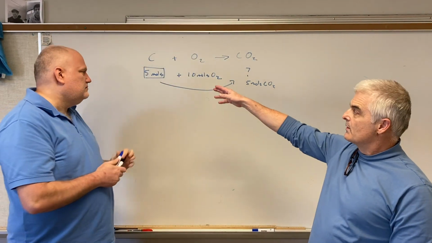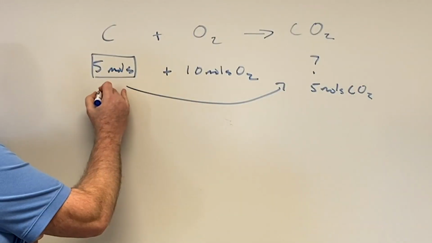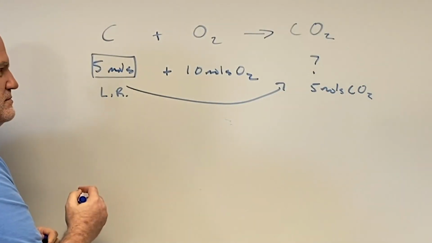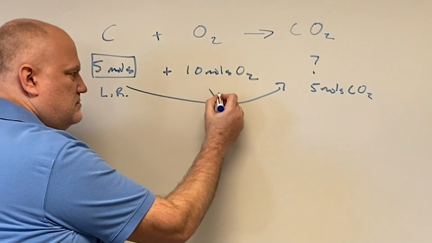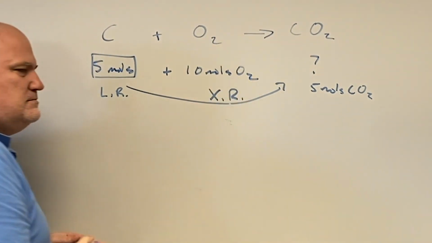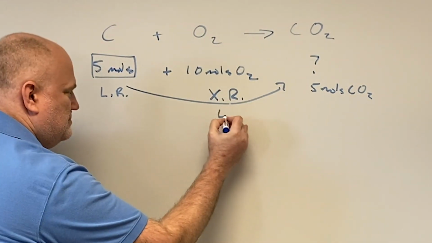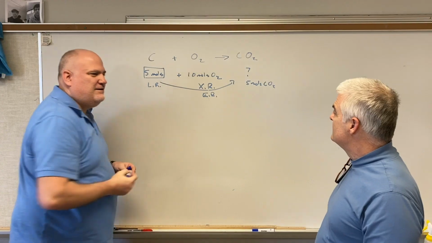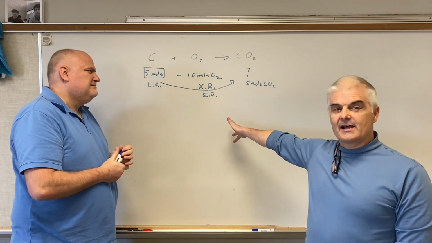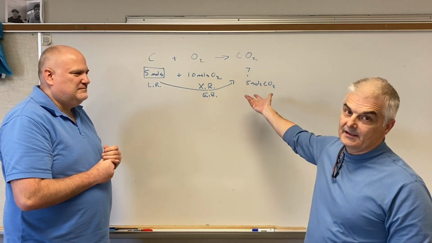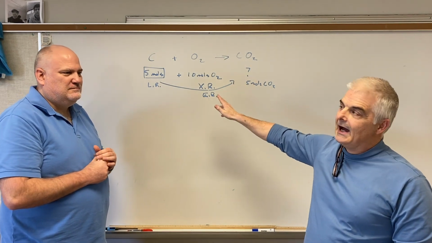So let's label. First of all, we would call the carbon the LR, the limiting reactant, the one you run out of first, and then the oxygen is the excess, or the ER. Don't confuse that with emergency room. Or you call it XR. It's the excess reactant, and that's how you do it when it's mole to mole.